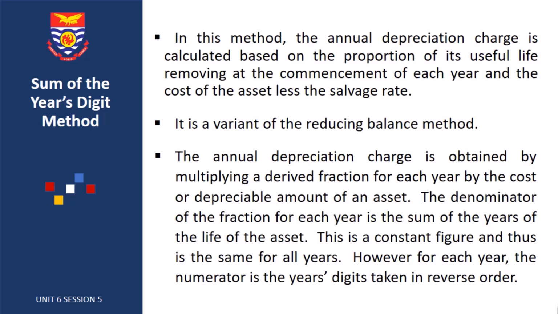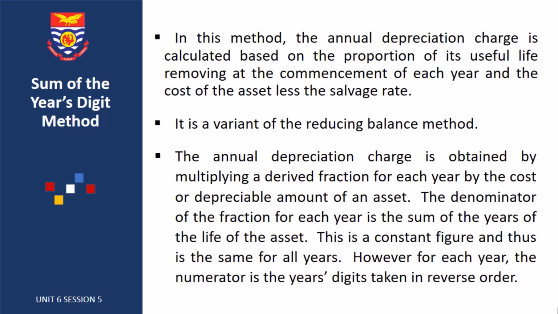Characteristics of the sum of years digit method. In fact, it is a variant of the diminishing or reducing balance method. Thus, the annual depreciation charge under this method reduces from year to year throughout the life of the asset. This is so because it is assumed that the asset is utilized much more in its earlier life than its later life, just like the reducing balance method.